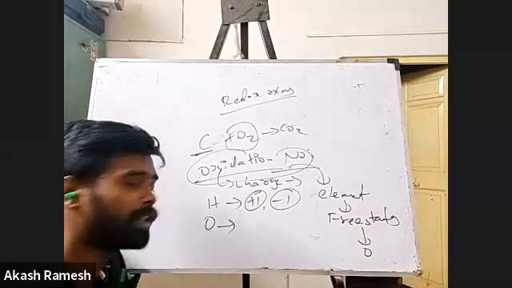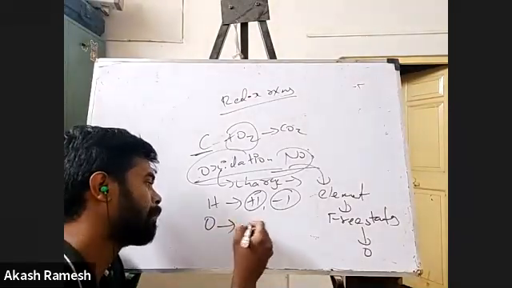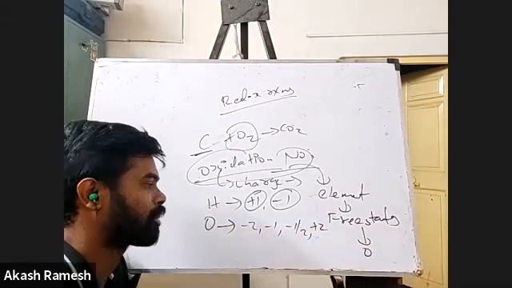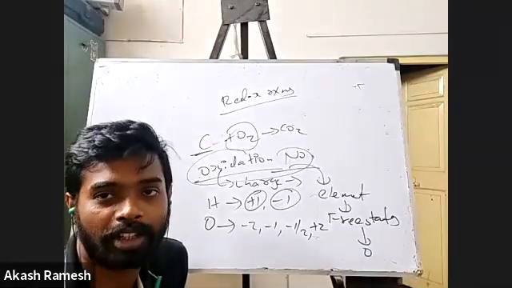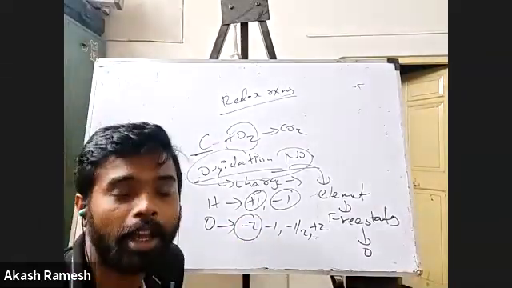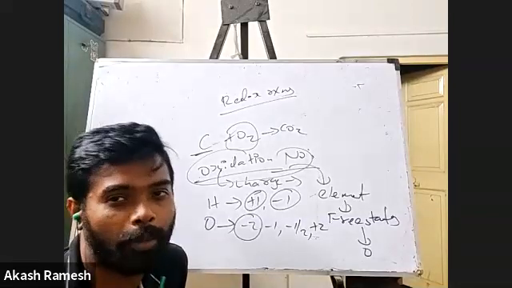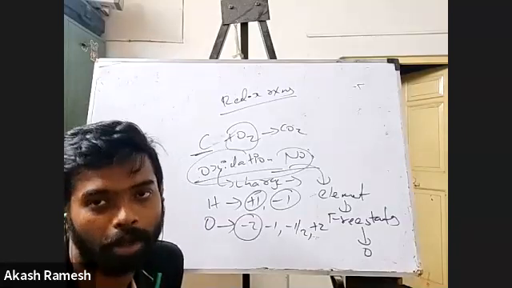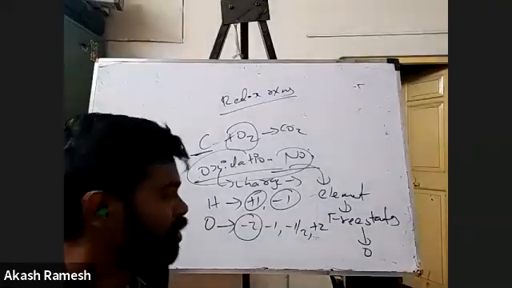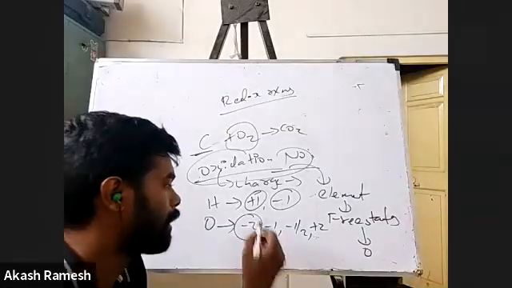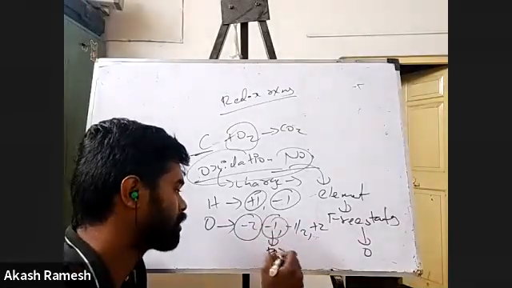Now oxygen can actually have -2, -1, -1/2, and +2. All these oxidation states are possible. The common one is in normal oxides, such as sodium oxide, magnesium oxide, carbon dioxide, and water. In all these cases, the oxidation number of oxygen will be -2. Now -1 is for peroxides.